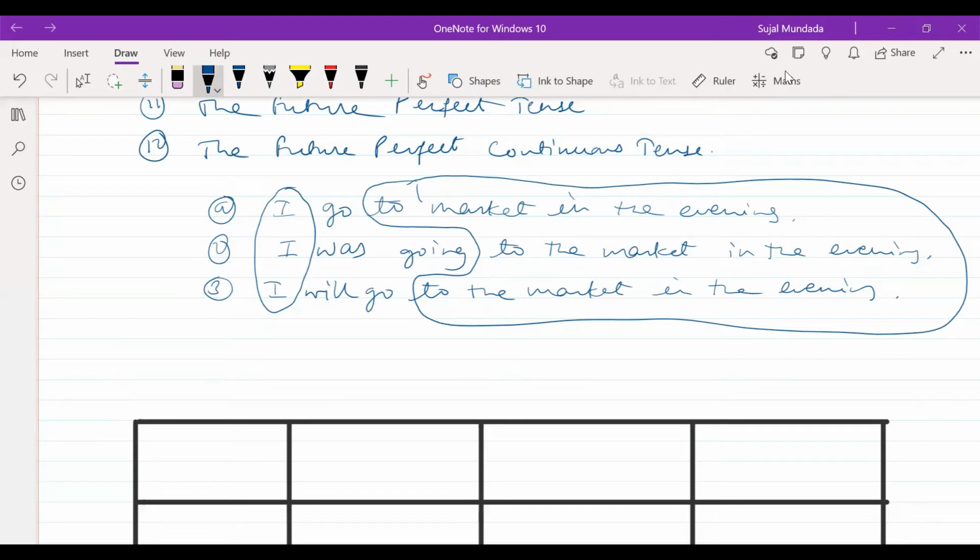For example, in simple present tense, it is go. In past continuous tense, was going. In simple future tense, will go. From these examples, it must be clear to you that when a sentence changes from one tense to another tense, it is only the verb that undergoes change. And that's why in our study of the tenses, we are going to focus only on the verb structures.